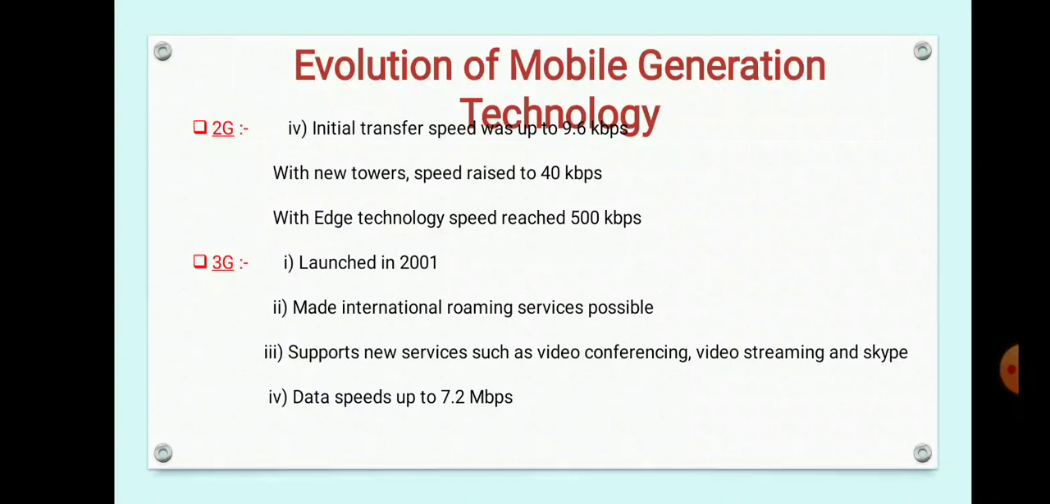Its data transfer capabilities were 4 times more than that of 2G. This helps to support new services such as video conferencing, video streaming and Skype. The theoretical data speed of 3G was up to 7.2 Mbps, but practically 3G had a data speed around 3 Mbps.